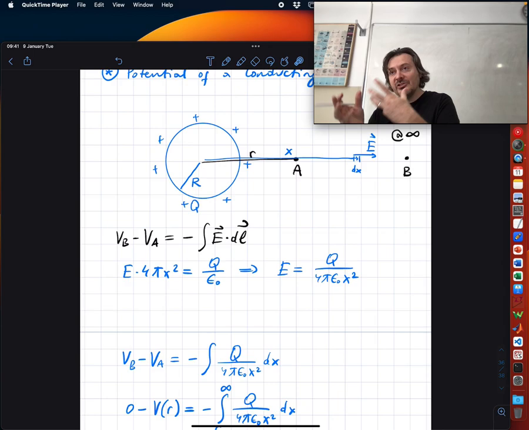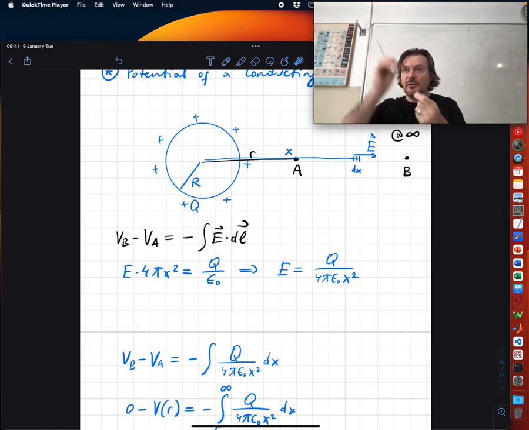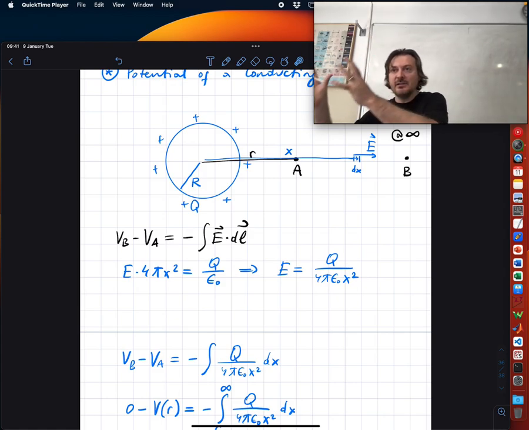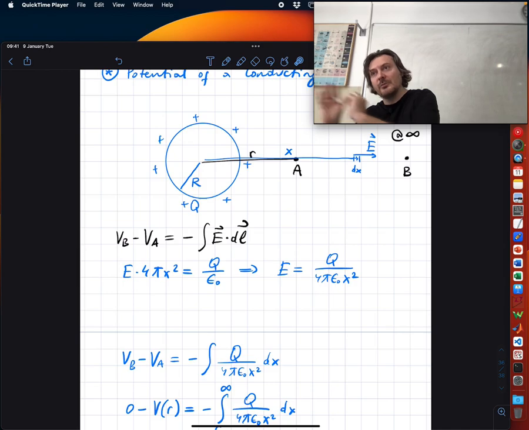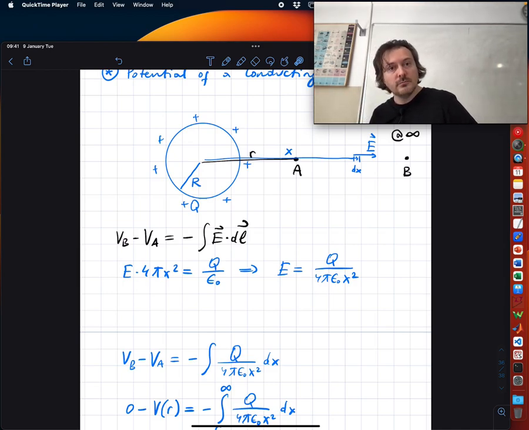If the formula changes midway, then you cannot take just one integral. You have to take an integral up to the point where one formula works, then another integral up to the part where the other one works. B is at infinity, right? B is at infinity. Yes.